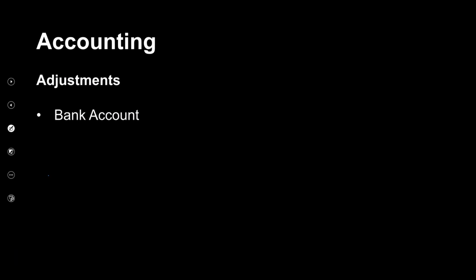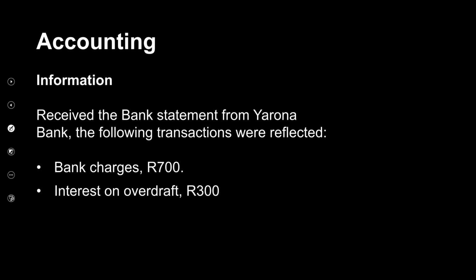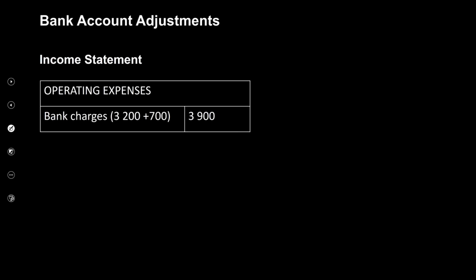Okay, let's move on to the next one. There's a bank account adjustment where we are told that we received the bank statement from Yarona Bank. The following transactions were reflected: bank charges of 700 and interest on overdraft of 300. Very important. Bank charges is an operating expense. Therefore, under your operating expenses, you've got your trial balance figure plus your 700 to give you your total bank charges for the year. Double entry, debit bank charges, credit bank.